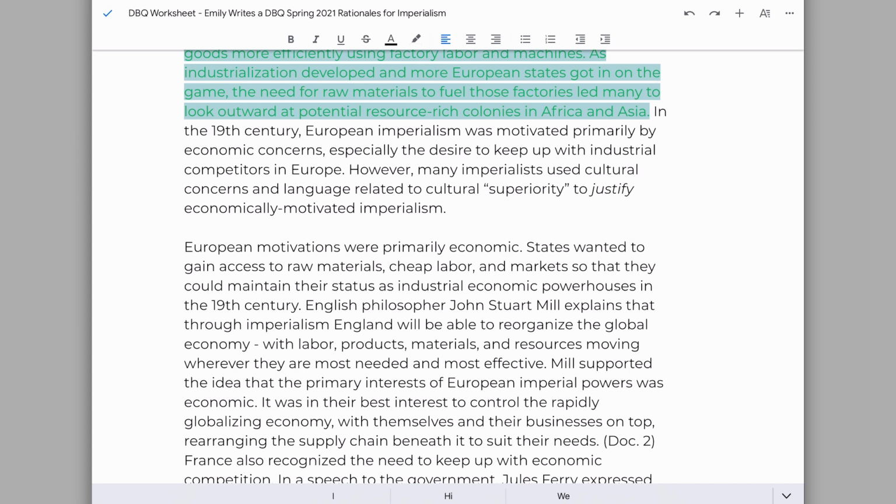Now let's take a look at her attempt to earn a thesis. And by the way, what a great job Emily did in putting contextualization first and then thesis. That's 2 points she can earn in just her first paragraph. So here's her attempt at the thesis. In the 19th century, European imperialism was motivated primarily by economic concerns. So was it economic or cultural? She's going economic, all economic. Especially the desire to keep up with industrial competitors in Europe.